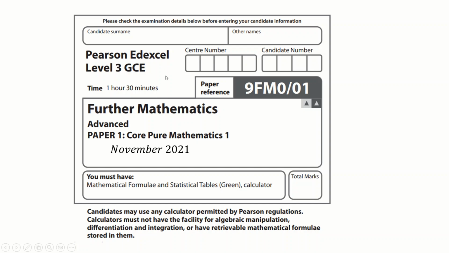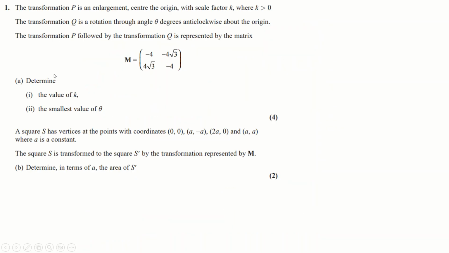This is the Pearson Edexcel Core Pure 1, Paper 1 from November 2021. Let's just go straight into it. Got a matrix question here. Transformation P is an enlargement, scale factor k from the origin, and then a rotation afterwards. Tell me what k and the angle theta are.